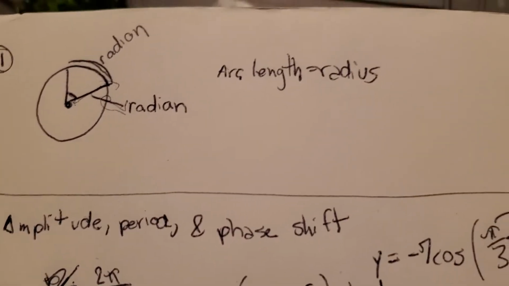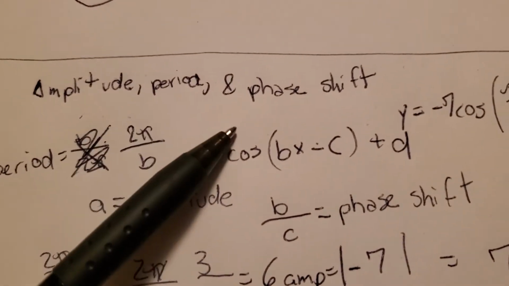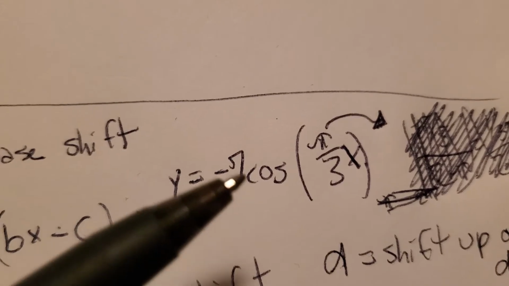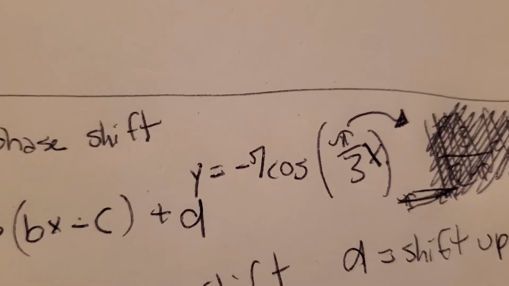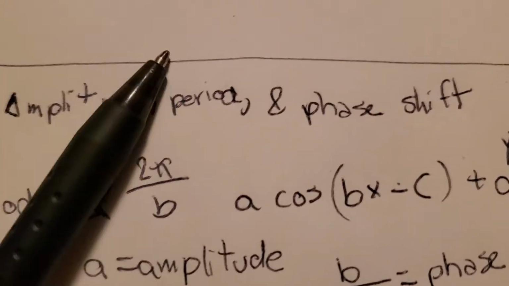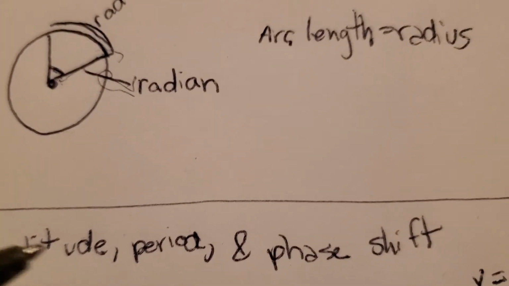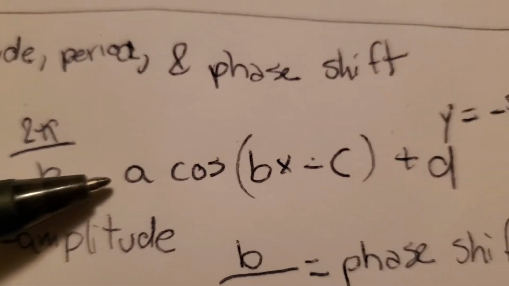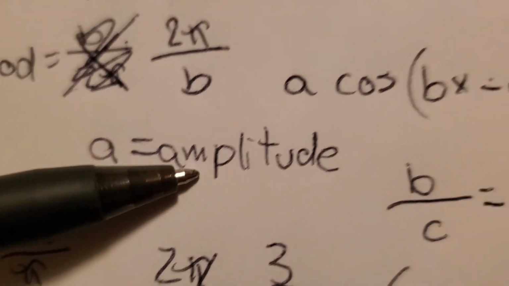The second question I decided to answer was from the test, and it was finding the amplitude, period, and phase shift for y equals -7 cosine of pi over 3 x. In order to find the amplitude, period, and phase shift, we can solve for the period. We can look at this right here. So you use A to determine the amplitude.